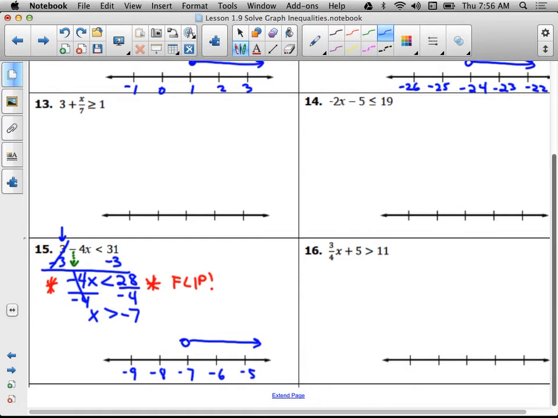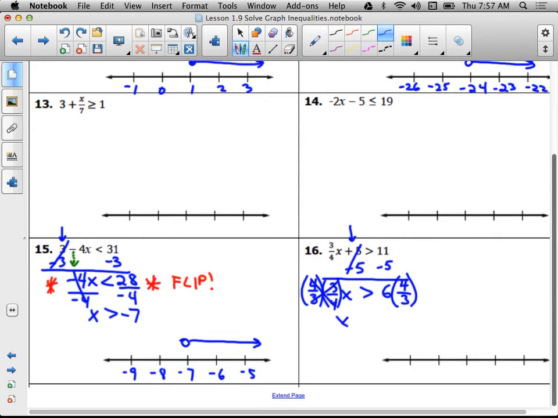Okay? Let's try number 16. I like this one because it's got the fraction 3/4 in there, and let's remember how to deal with that. So 16, we're first going to eliminate this plus 5 because that's the constant term. I'm going to subtract 5 from both sides, and I'll get 3/4 x is greater than 6. Okay, as you may recall from a previous video, in order to eliminate this 3/4, we're going to multiply both sides by the reciprocal, which means flip that fraction over and multiply by it.